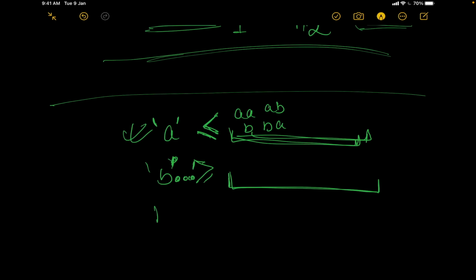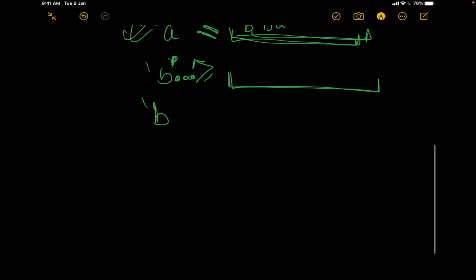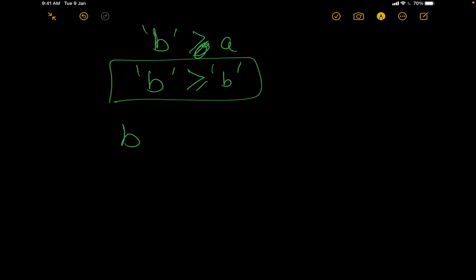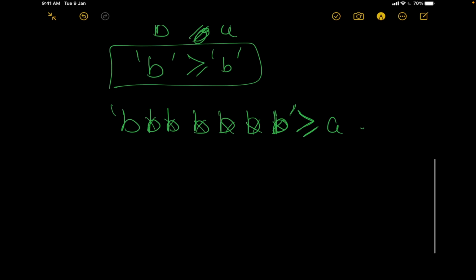So B actually is greater than A, and B is also greater than or equal to B. This is trivial, no need to say this. But what if I have B followed by any number of characters, and let's say all of these characters are B? So these are two things. Now all of the characters I am having are B itself, so they would be greater than or equal to A and B itself.